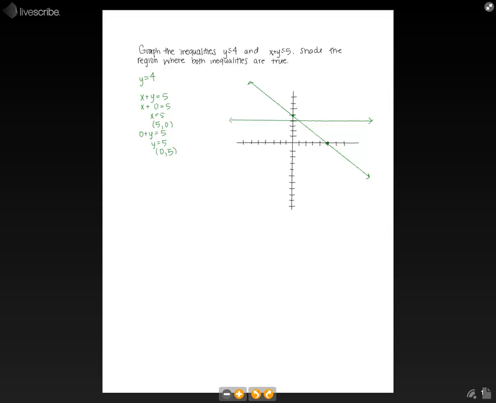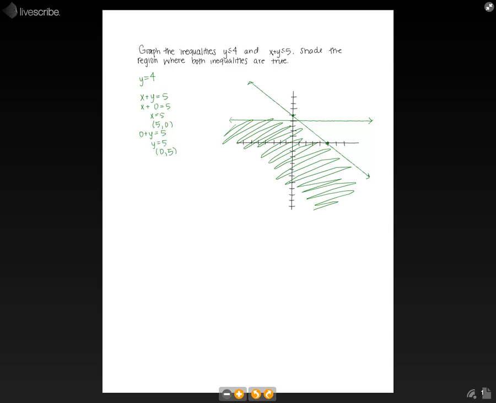Now we need to shade the region where both inequalities are true. So inequalities tell us that they need to be less than or equal to. So we need to shade the regions where both lines will have the less than. So this means we need to shade this region.